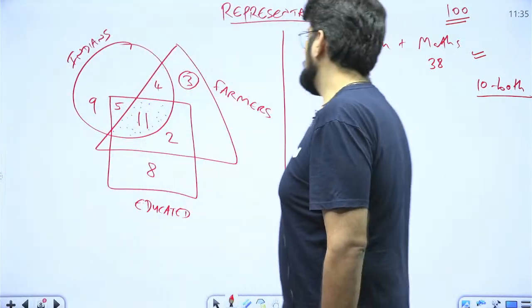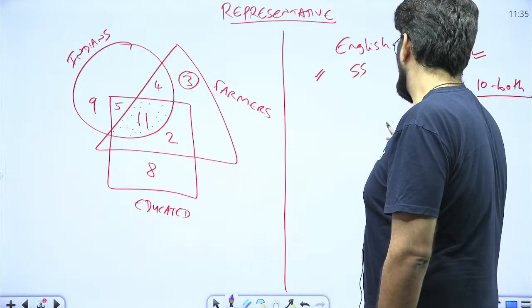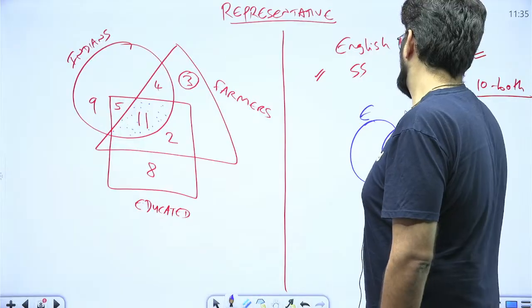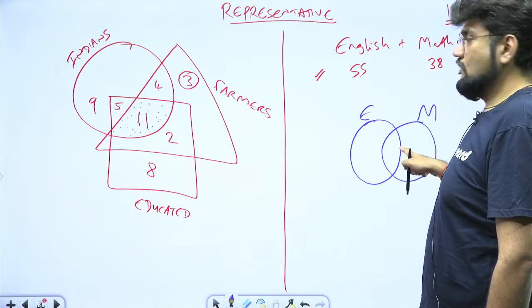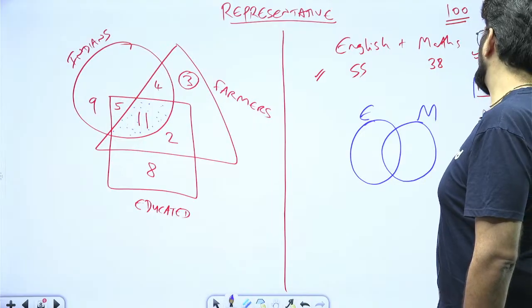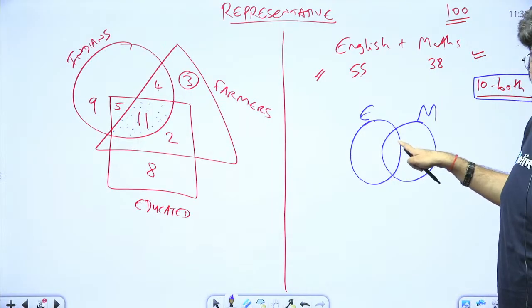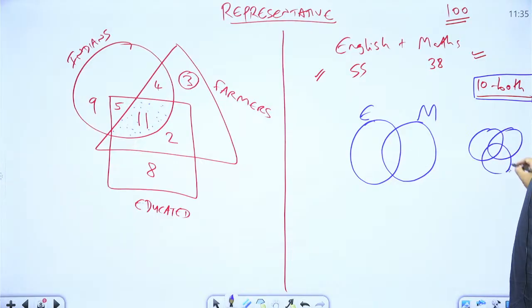So what will you do? You will draw a Venn diagram. You will say that there is a subject English and there is a subject Maths. Some people might have passed only in English, some only in Maths, some in both. Now you will always start filling your Venn diagram with the commonest region, that is the intersection, that is the most central region.